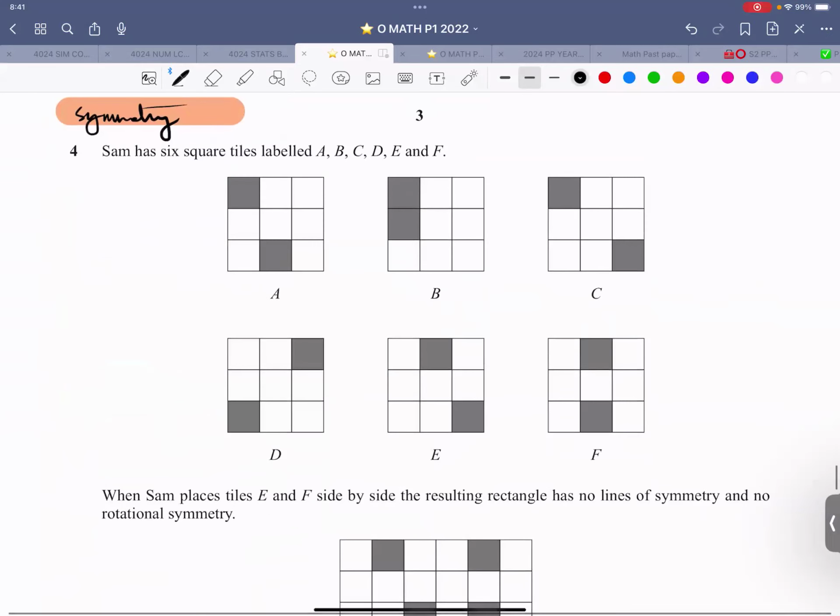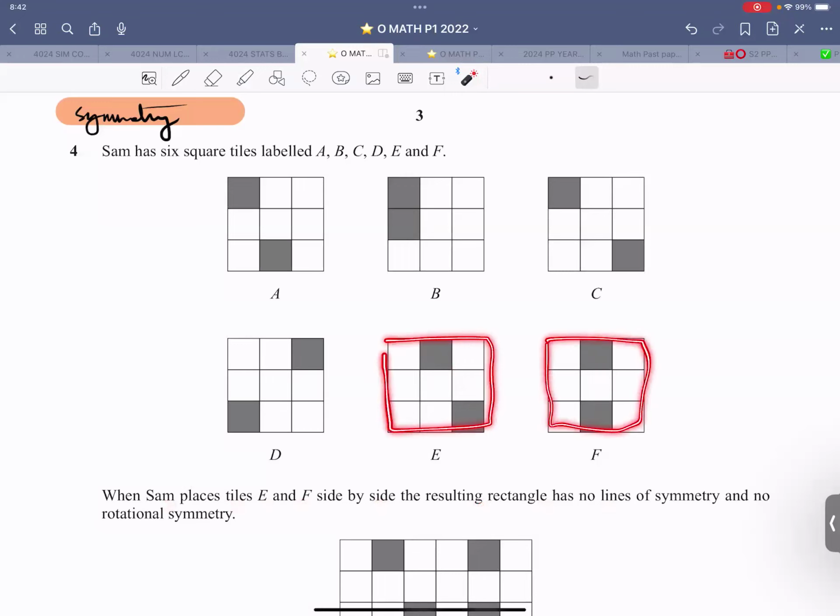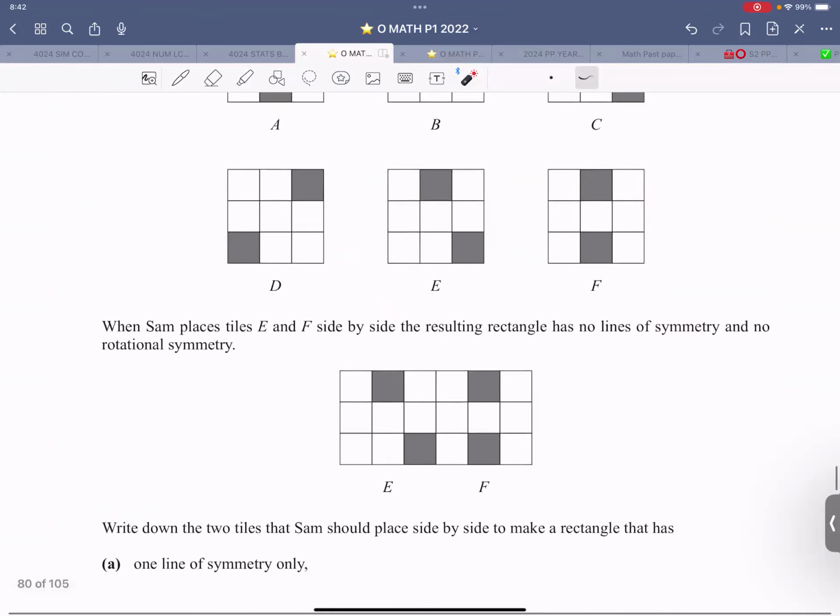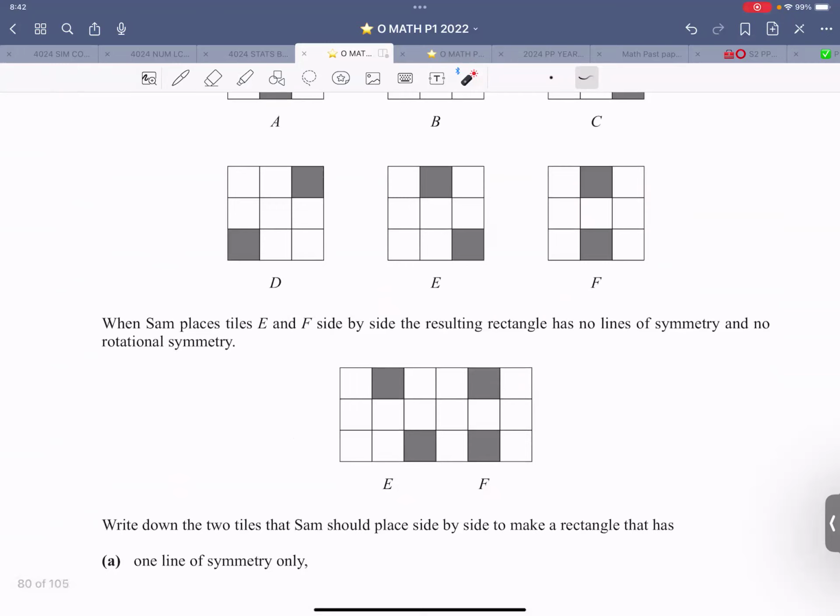Question number 4. Sam has 6 tiles labeled A, B, C, D, E, F. This is A, this is B with 2 squares shaded over here. This is C, and a kind of opposite of C is D, it's on this side. And then there is E, and then there is F. When Sam places tiles E and F side by side, the resulting rectangle has no lines of symmetry. So if I write these two together, there are no lines of symmetry, and no rotational symmetry either. That's what they have shown over here.